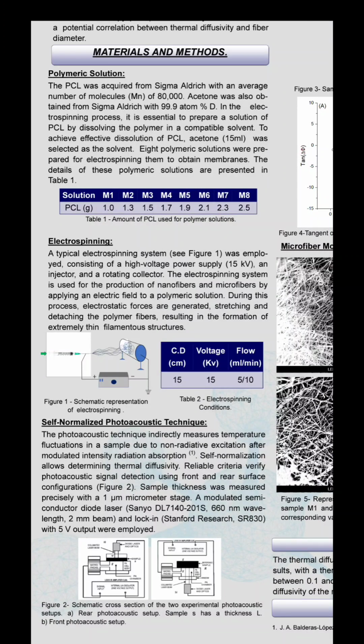Turning our attention to the self-normalized photoacoustic technique, this approach is grounded in the signal correlation between experimental photoacoustic setups on the front and rear surface of the material, as depicted in Figure 2. This establishes reliable criteria for confirming the detection of the photoacoustic signal. Temperature fluctuations on both material surfaces are regulated by heat transfer equations.